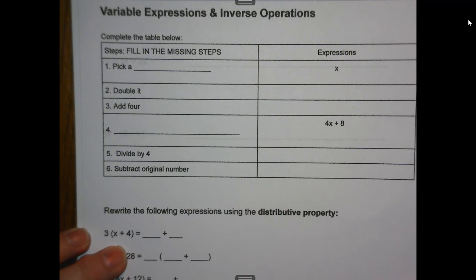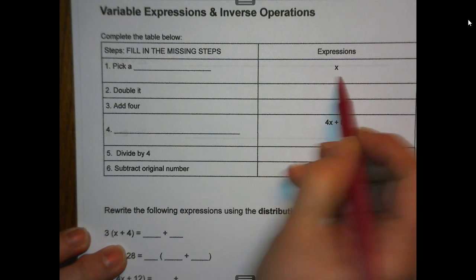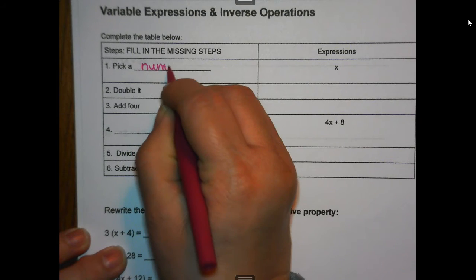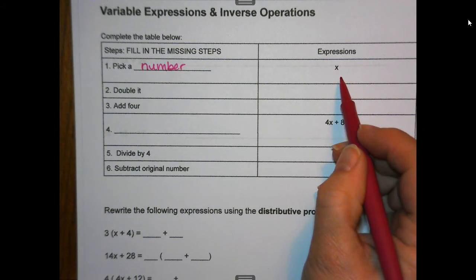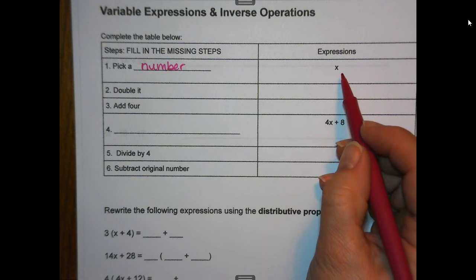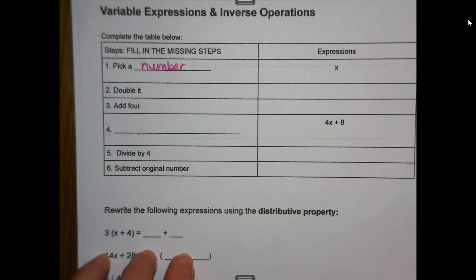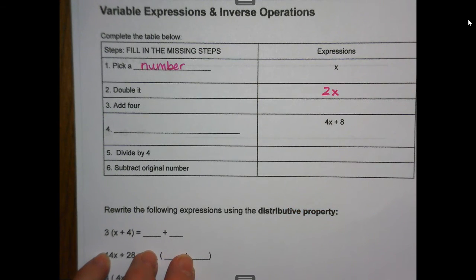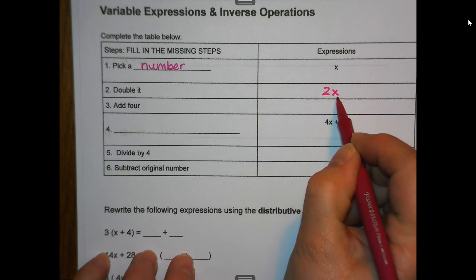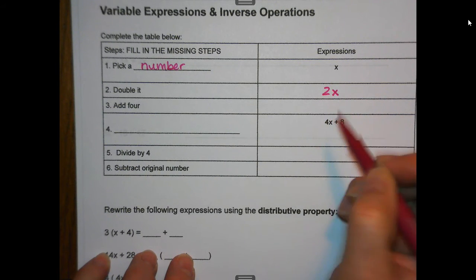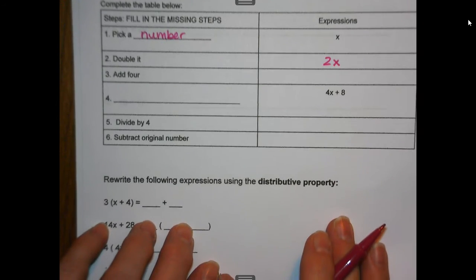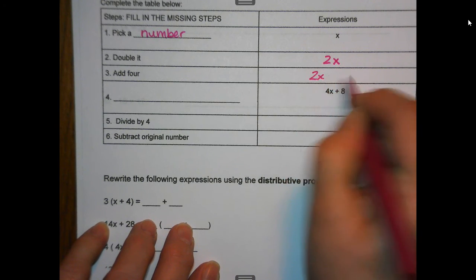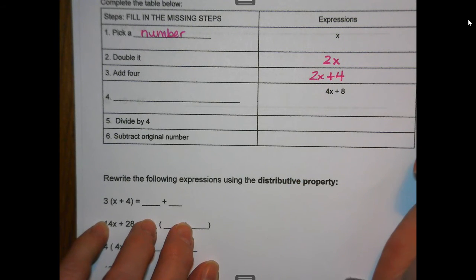All right. Whenever there's an X there, I fill in the missing steps and it says pick a number. That's what I did. I don't know exactly what my number is, but this tells me I'm picking a number. Double it means I do 2 times X. And that's how I can write it. 2 times X means I have 2 X's, which is the same as multiplying or doubling it. Add 4, I would take what's right up here and I add 4.